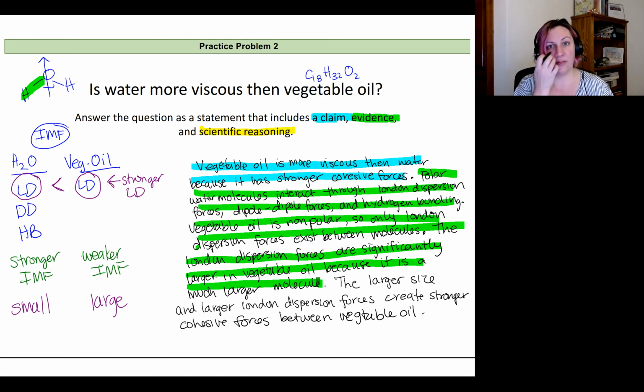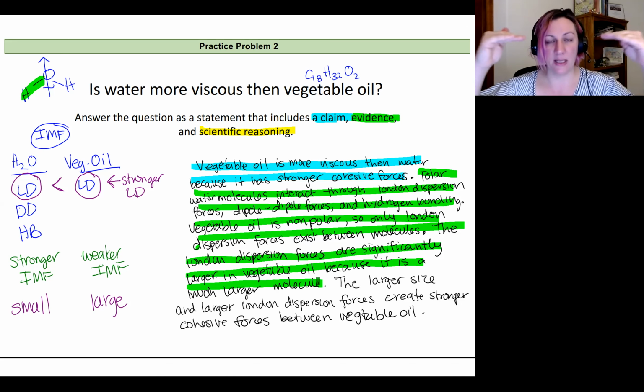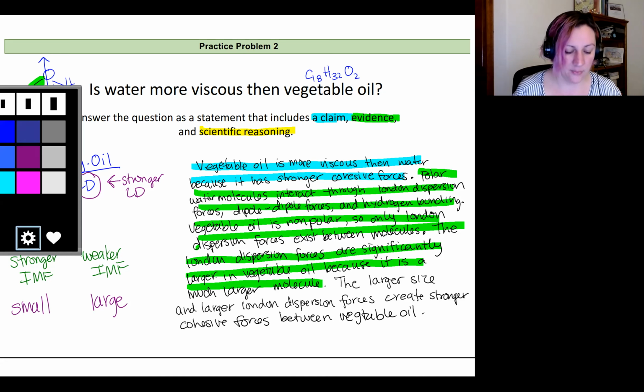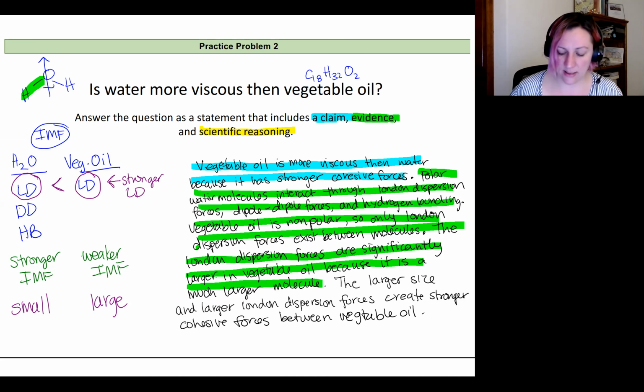So my pieces of evidence are, okay, here are all my intermolecular forces, but I'm comparing primarily my London dispersion forces based on the actual size of the molecule. So that's the evidence I'm supplying. And I'm tying it then to my claim by saying it's that size and the London dispersion forces being stronger that create stronger cohesive forces, to link those together.